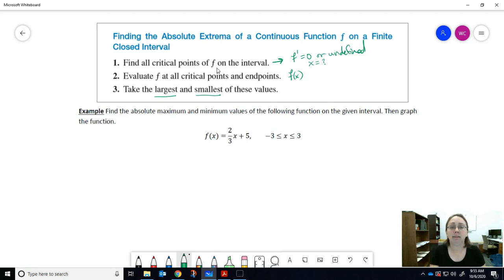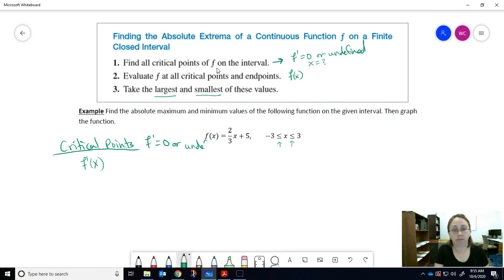Find the absolute max and min values of the following function on the given interval. Notice this is a closed interval. We include the endpoints. So we're going to first find the critical points, and then we're going to plug in our endpoints to discover where the absolute min and absolute max are. All right, so what is the derivative here? Remember, when we look for critical points, we're looking for where the derivative equals 0 or is undefined.